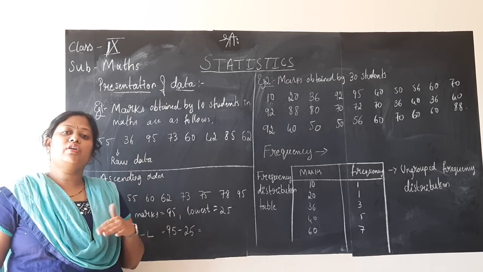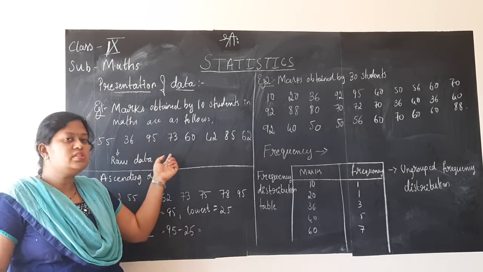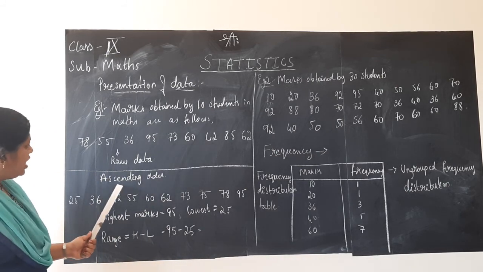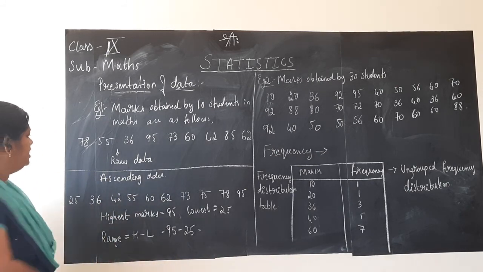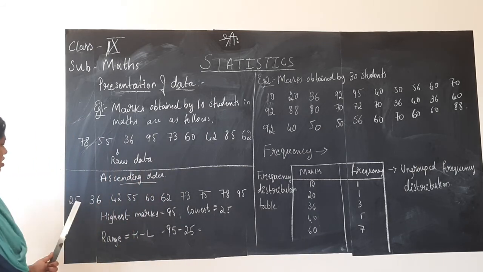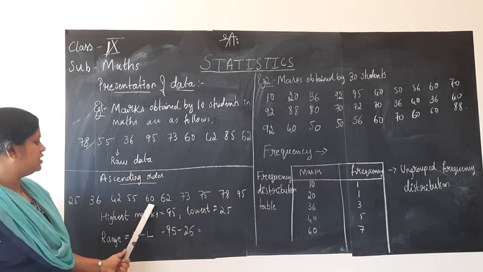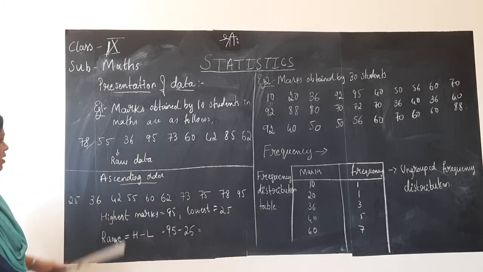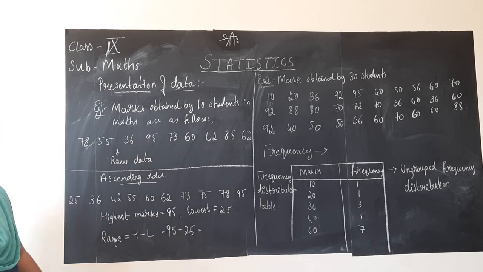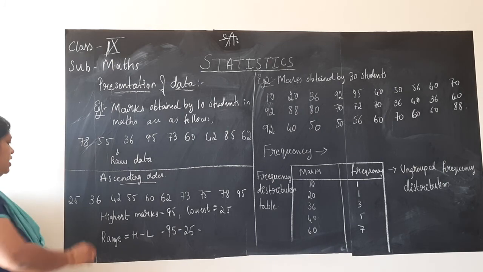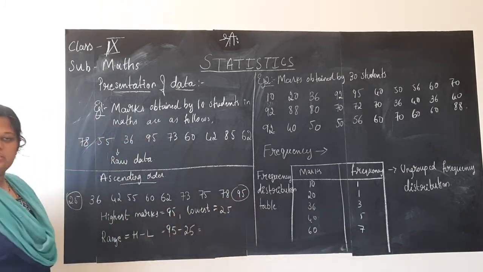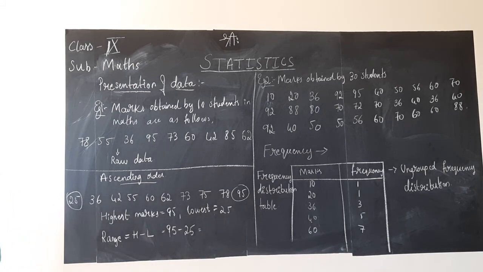If you arrange the given scores by any one of these methods, then check how fast you can guess the data. Now I have arranged the scores in the ascending order, children. See, 25, 36, 42, 55, 60, 62, 73, 75, 78 and 95. So easily by looking at the scores, if someone asks you what is the highest and lowest score, you can tell 25 is the lowest score, 95 is the highest score, isn't it? It will be easy for you to say.